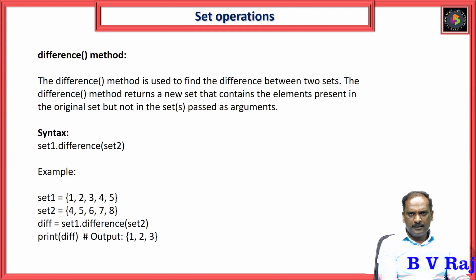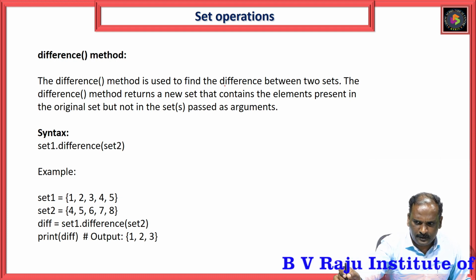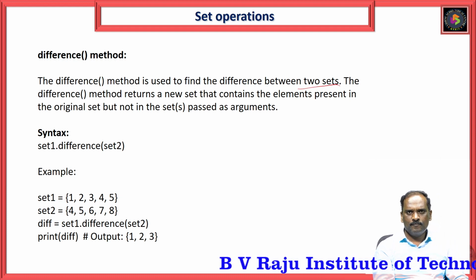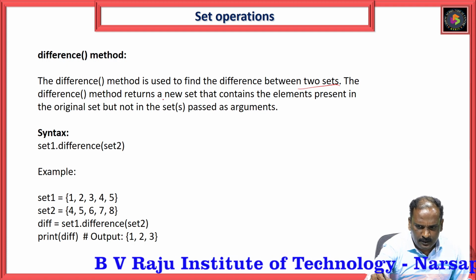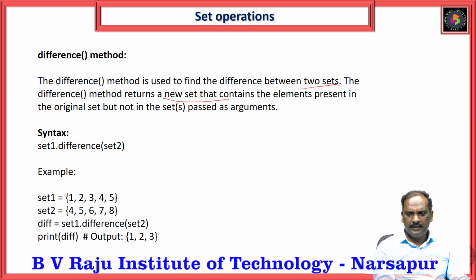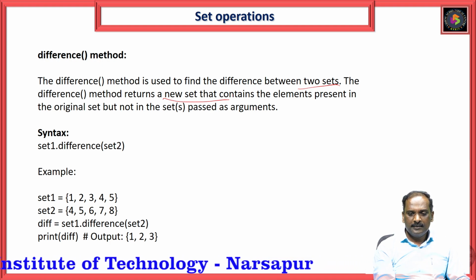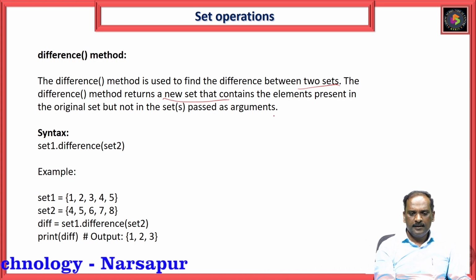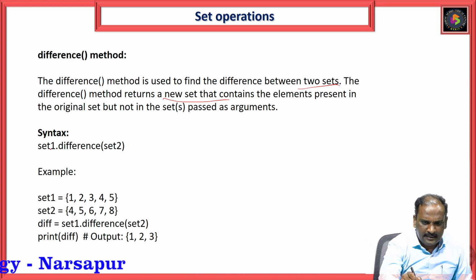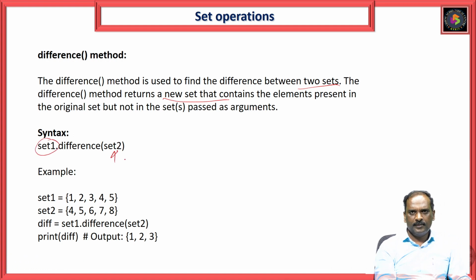So difference method. Difference method is used to find the difference between the two sets. The difference method returns a new set object that contains the elements present in the original set but not in the set passed as an argument. So here we can observe the syntax that set 1 is the original set and set 2 is the argument. So here is the example.